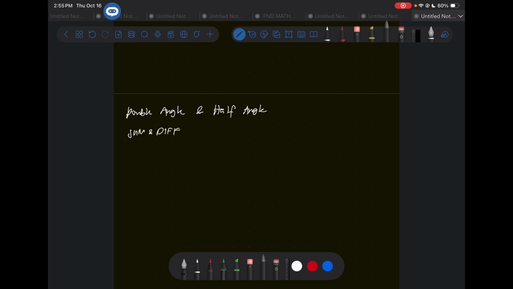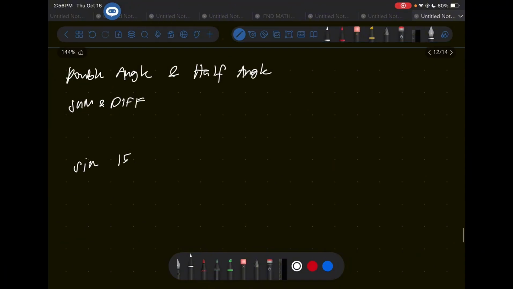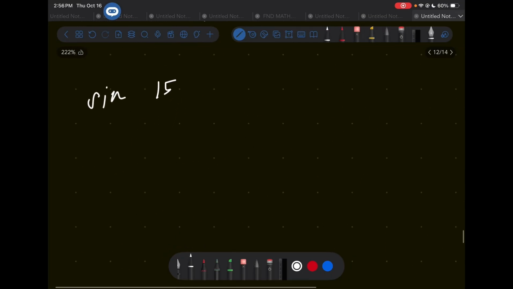Now, what if you have an angle, let's say, sine 15. How are we gonna find that? So we can use either the double angle and half angle, or the sum and difference. So let's try the half angle. So sine 15 can be expressed as sine 30 over 2.